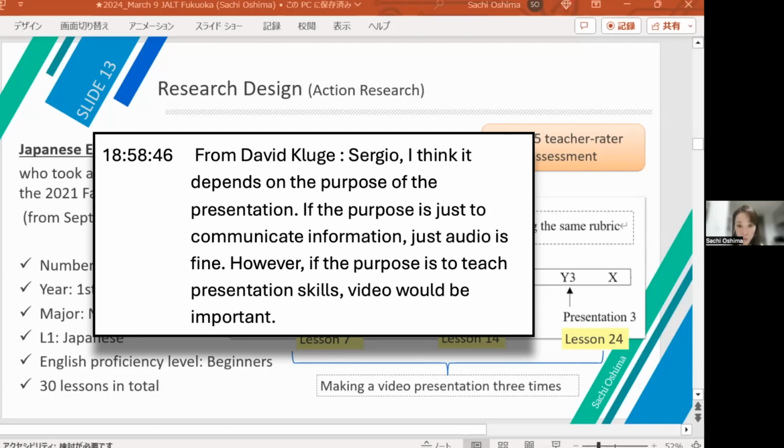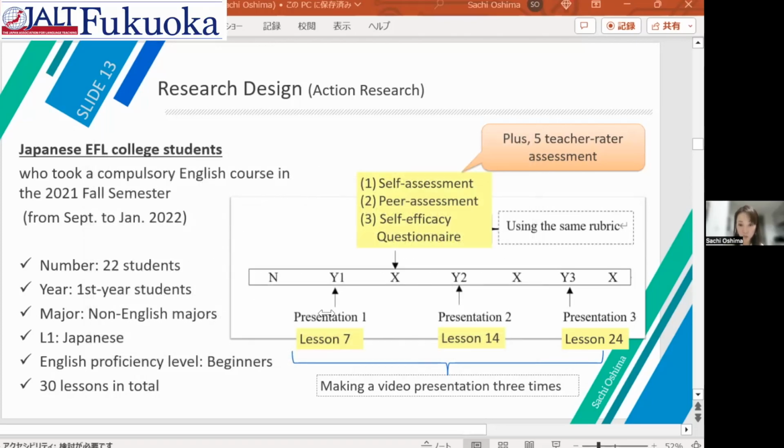It depends on the purpose of the presentation. Thank you. Yeah, I will read the comment, because for the video purpose, I think it depends on the purpose of the presentation. If the purpose is just to communicate information, just audio is fine. However, if the purpose is to teach presentation skills, video will be important. Okay, thank you very much for the comment.